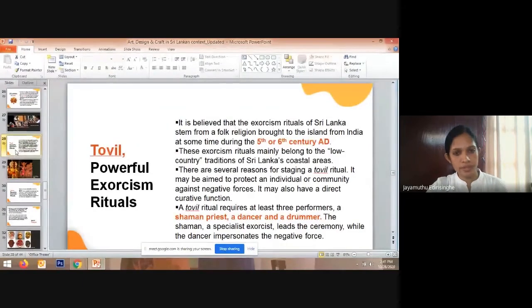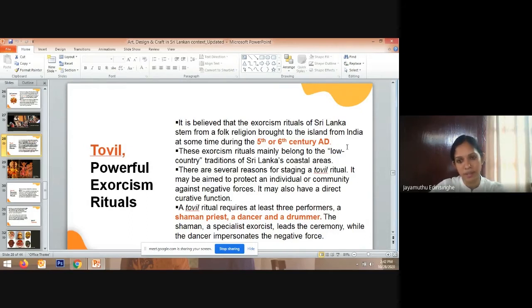Right, let's go through the slide as well. It's believed that the exorcism rituals of Sri Lanka stem from the folk religion that came from India around the 5th or 6th century AD. It is again coming from the mask tradition also. It came from India, as I mentioned before also.